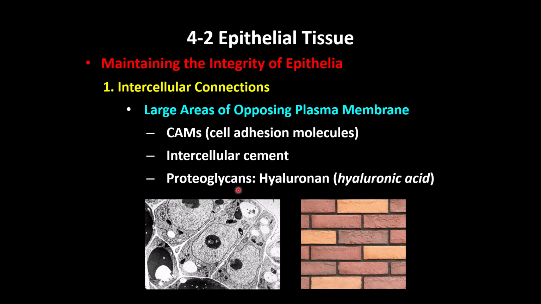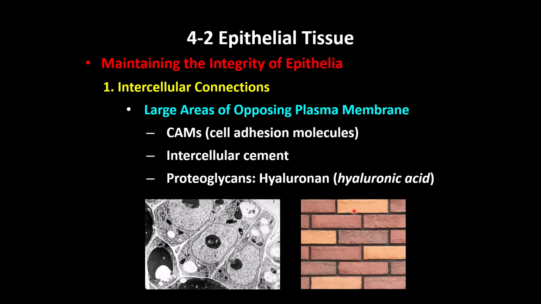One of the examples of the proteoglycans is hyaluronan or hyaluronic acid, which is a glycosaminoglycan or GAG, a complex carbohydrate. Proteoglycan itself is made of proteins, and some carbohydrates are attached to that, and an example of that is hyaluronan.